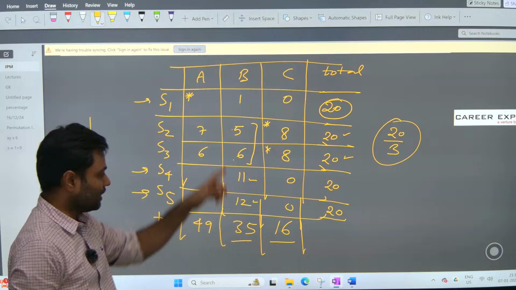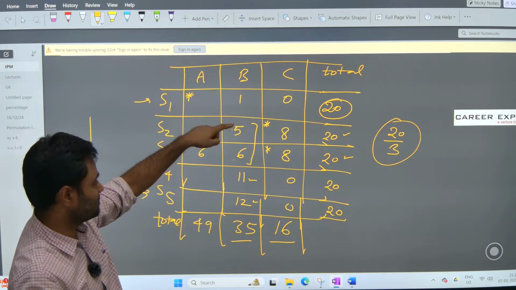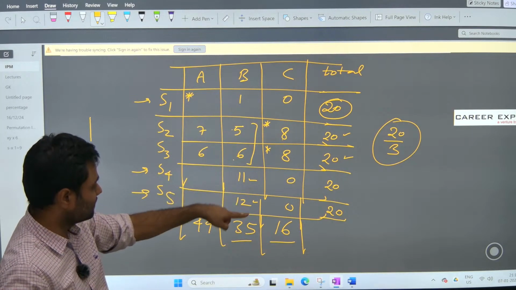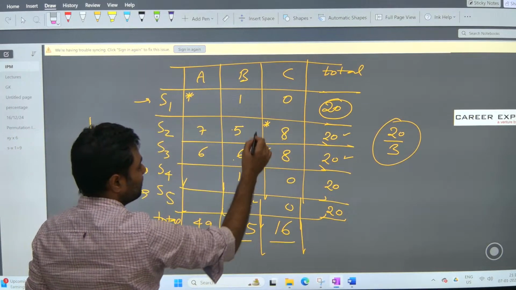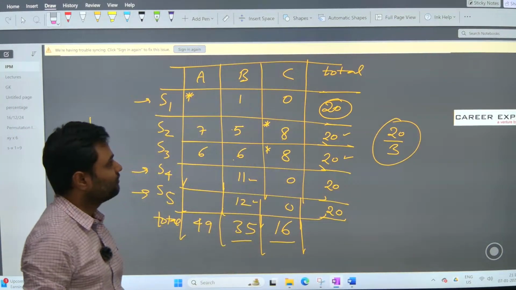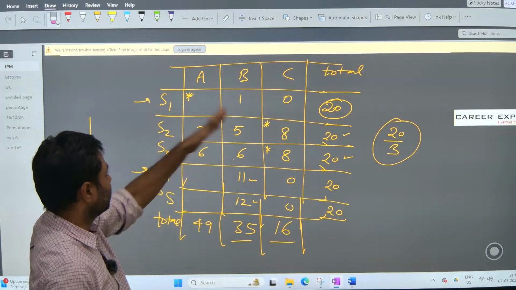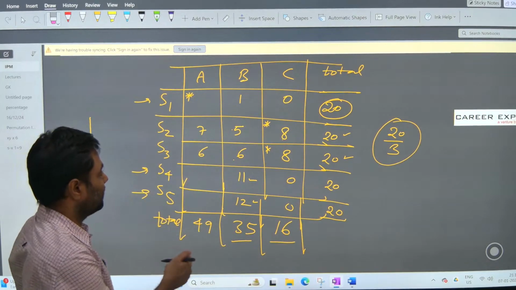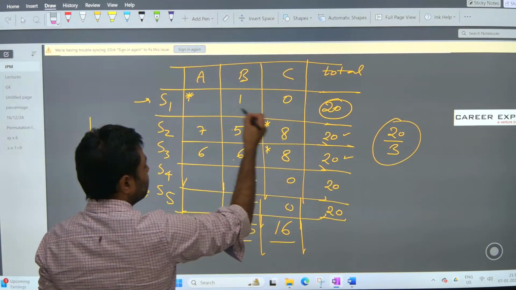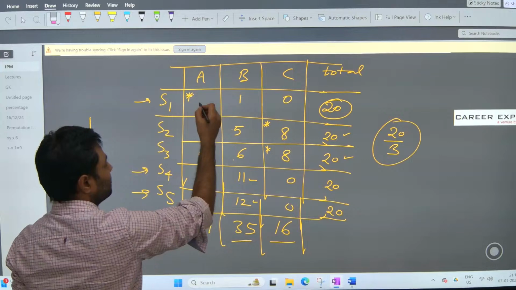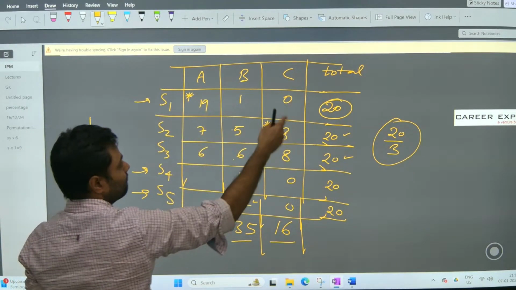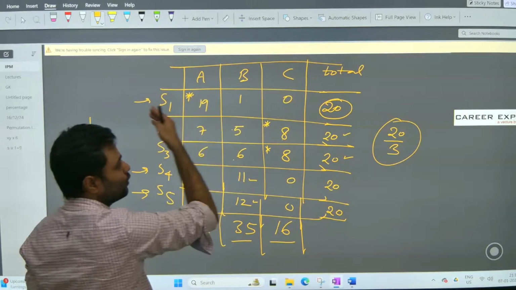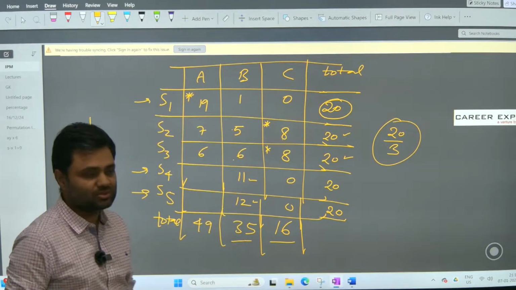So total becomes 35. 1 plus 5 is 6. 6 plus 6, 12. 12 plus 23 is 35. So we have clearly filled two columns for party B and party C. Now it is very easy to fill the column for party A. The number of votes obtained by party A in S1 will be 19 because there is 0 vote here, 1 vote here, and total number of votes in any constituency is 20.